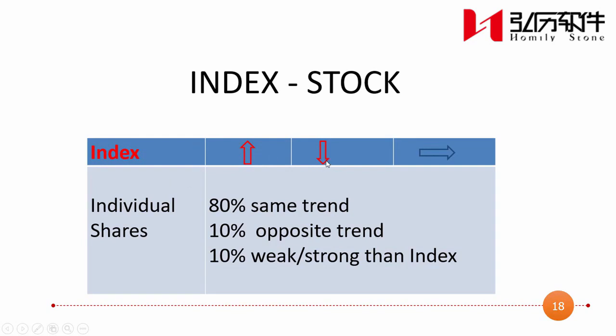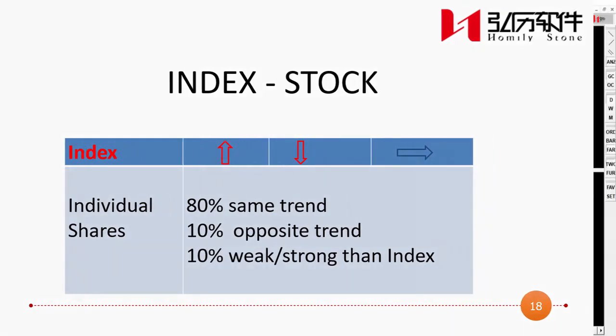If the index is going down, also the same. If the index is sideways, also the same. So for us, if we buy long, better we do it when the index is rising. So at least we have a 90% probability to make money. If we sell short, we better consider a bearish stock market, and then the probability to make profit will be higher, and the risk will be much smaller. So index first and the stock next.